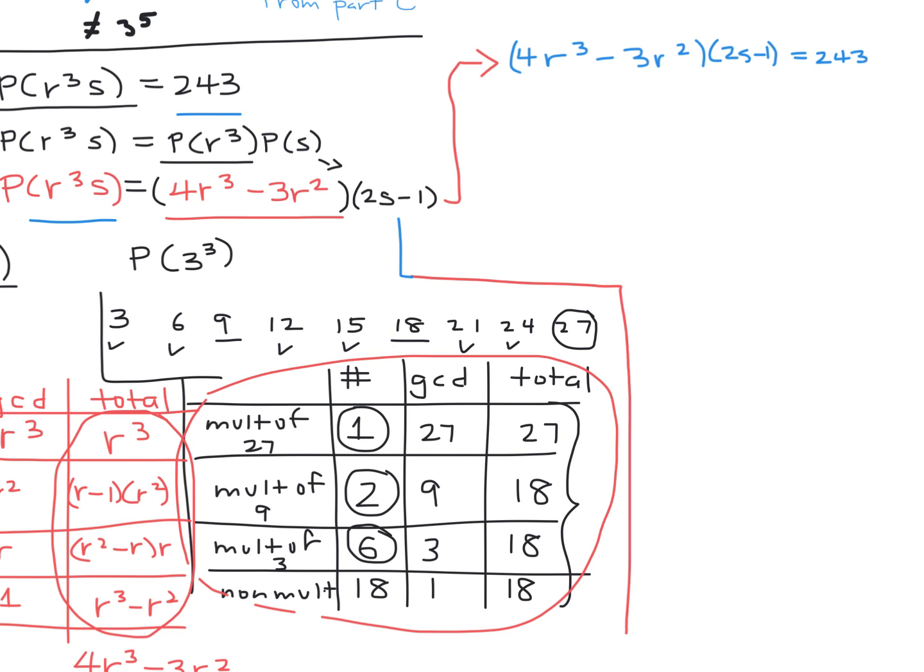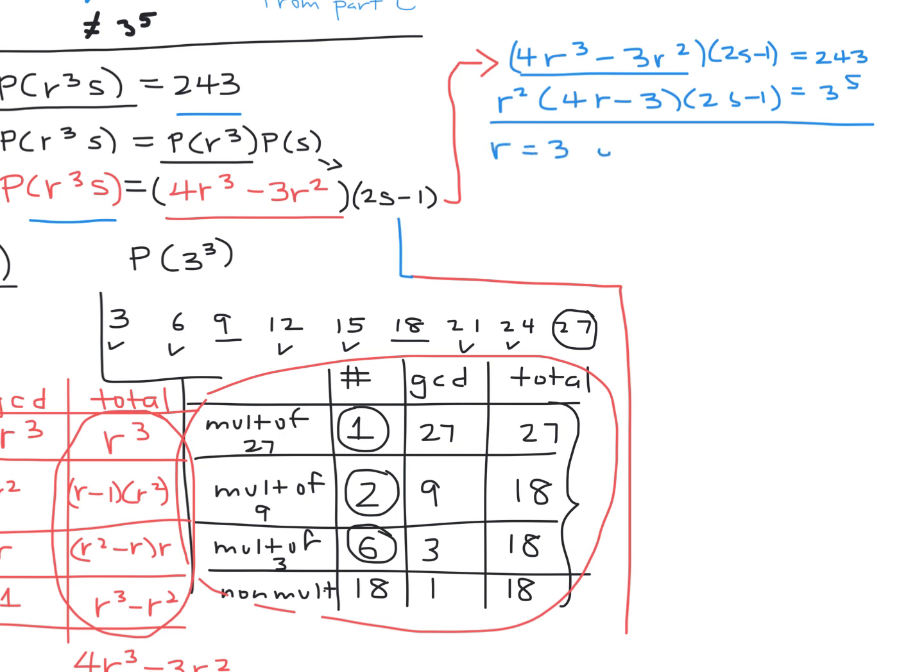Now 243 is 3 to the power of 5. From this, I'm going to factor out an R squared, and that will leave me with 4R minus 3, and then this is just 2S minus 1. Just look at that for a second, and when I think about it, R can only be 3. It's our only choice here. That's the only way this is going to work, because all of these three factors have to be powers of 3. So R equals 3 is our only choice.